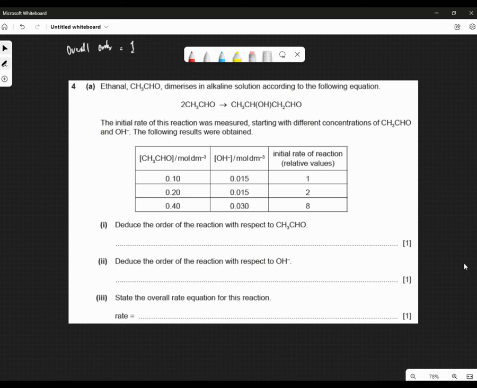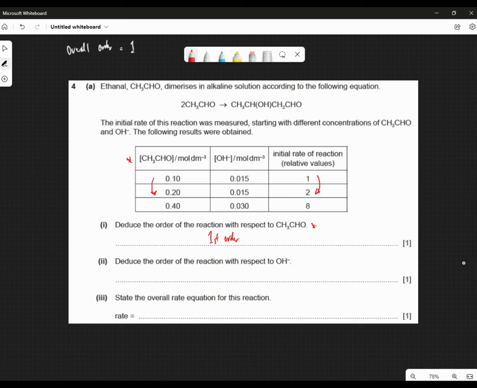There you go. Deduce the order of reaction with respect to the ethanol. All right, this is the ethanol. Let me get a nice red pen. This is the ethanol. So I've doubled my ethanol concentration, and I've doubled the rate. Okay, so therefore it must be first order. I've doubled one, the other one's doubled. So with respect to the ethanol, it is first order.